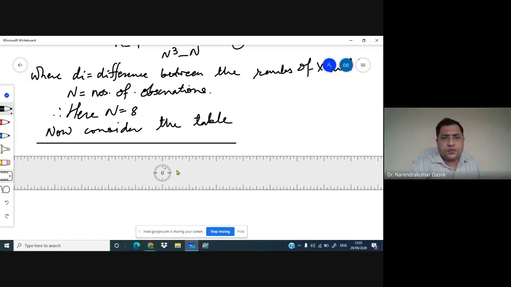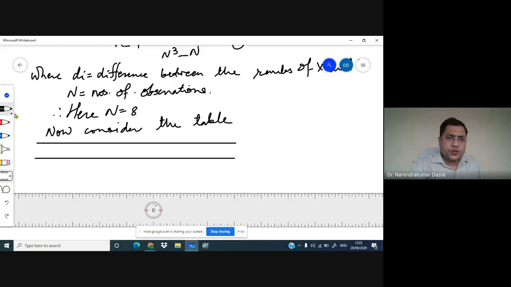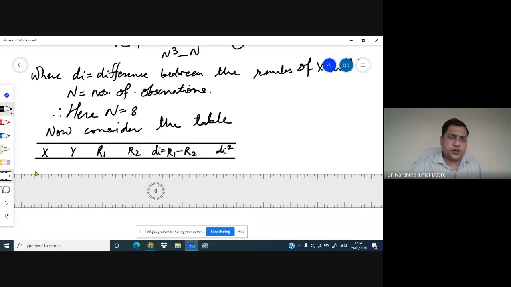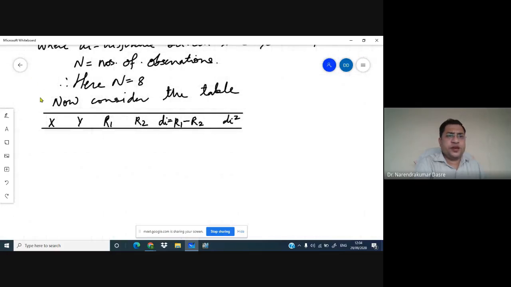What are the terms we have to consider in the table? We want x, we want y, then the rank of X, the rank of Y, Di is equal to rank of X minus rank of Y. And then we want Di square. So that's what we have. You can see we have 8 observations. So let's have this.